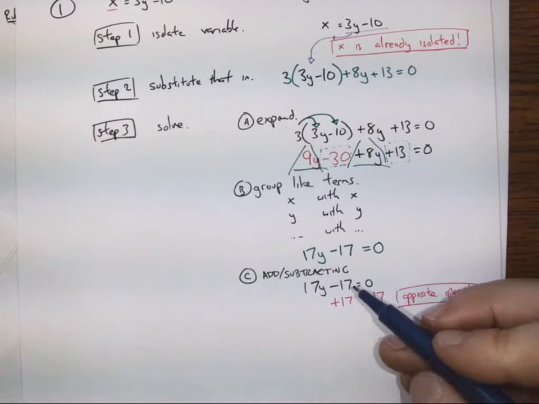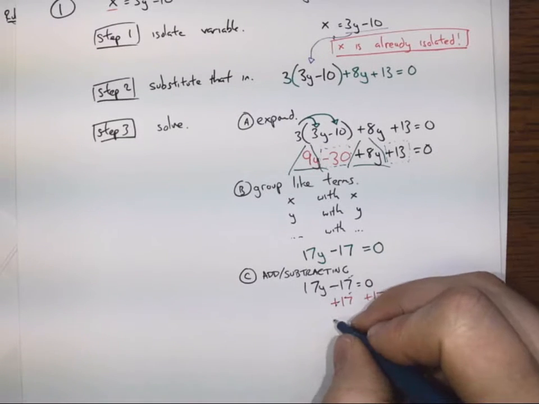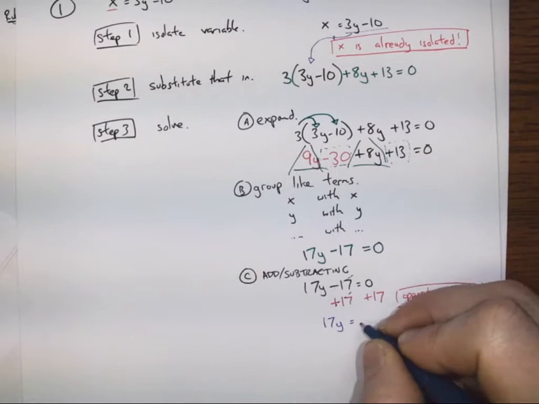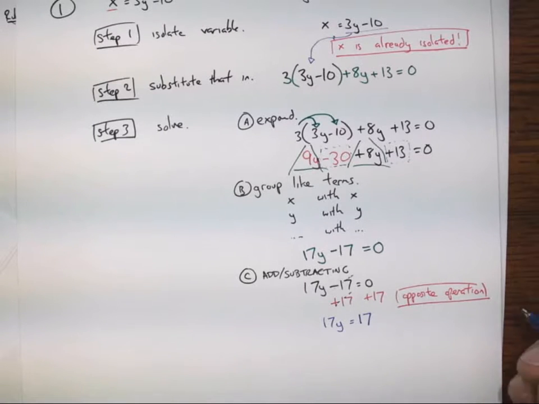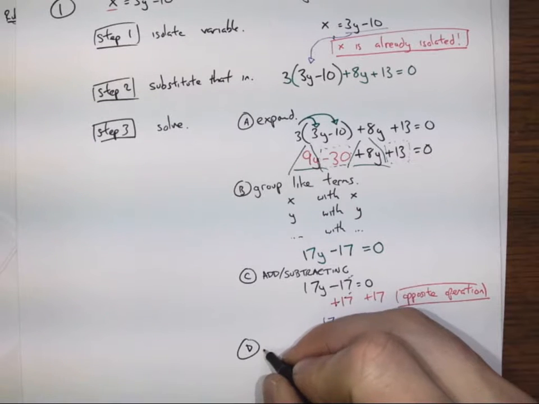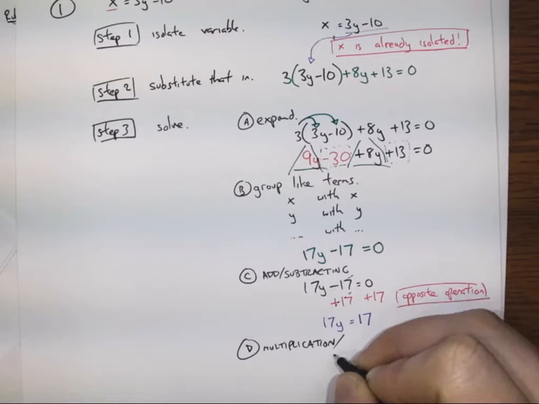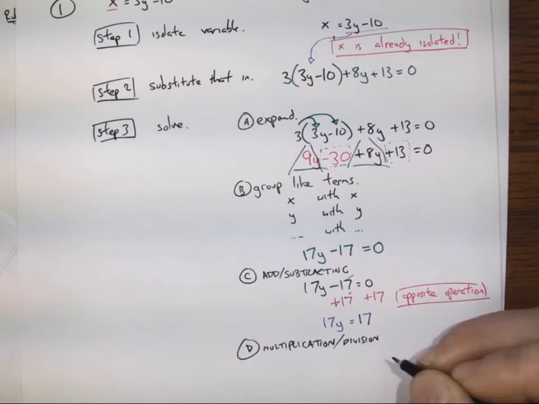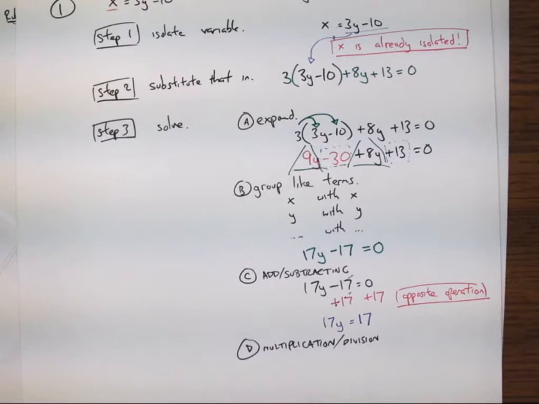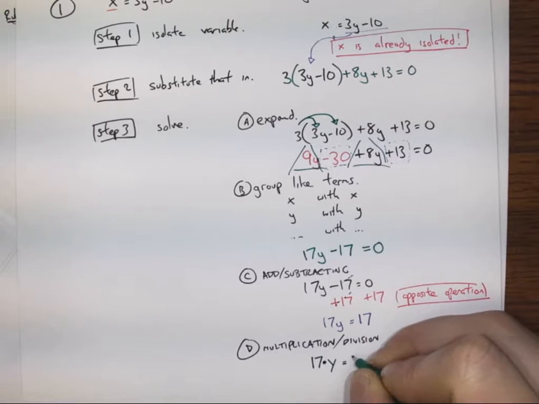Okay. And that helps us get rid of our negative 17. And it leaves us a 17y on the left equal to 0 plus 17, or 17 on the right. Okay, and our last step is we are going to do our multiplication and division. We're going to remove those terms. So we've got this 17y, and let's remember, that is code for 17 times y equals 17.